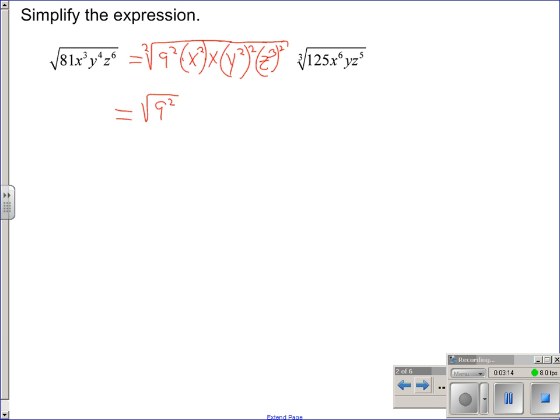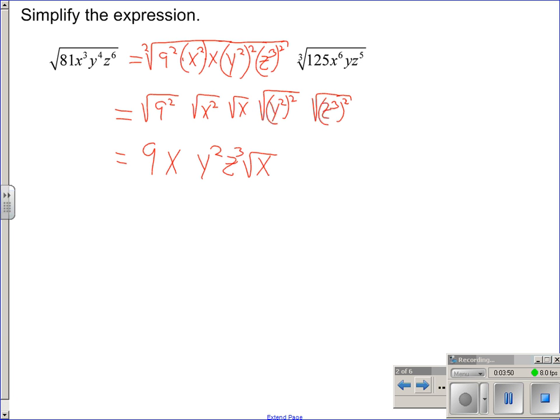So now, when I take the square root of each of these things, I'm going to separate these. Square root of 9 squared, square root of x squared, square root of x, square root of y squared raised to the second power, and the square root of z cubed raised to the second power. So now, square root of 9 squared is 9. Square root of x squared, x. That square root of x does not simplify anymore, so that stays in the square root. The square root and the y squared squared, that's just a y squared. The square root and the square cancel each other out, leaving us with a z cubed. So we've got 9x y squared z cubed times the square root of x.